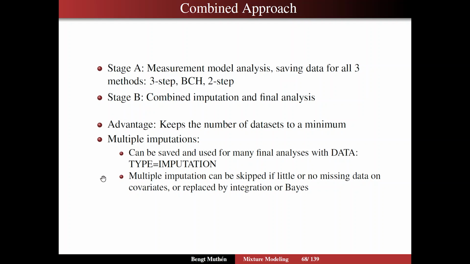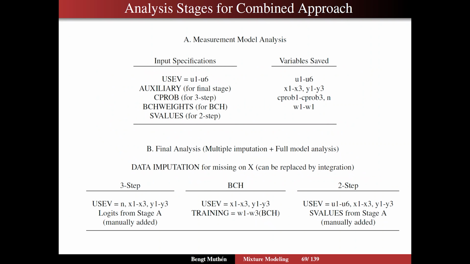So I'll show that in the input. Now, multiple imputation can be skipped, of course, if you don't have very much missing data on the covariates, or replaced by integration or Bayes. But we're assuming here that you have a real need for doing imputation. So here's an overall picture of the analysis stages for this combined approach. Stage A, the first step, is the measurement model analysis, and stage B is the final analysis with multiple imputation and full model analysis.